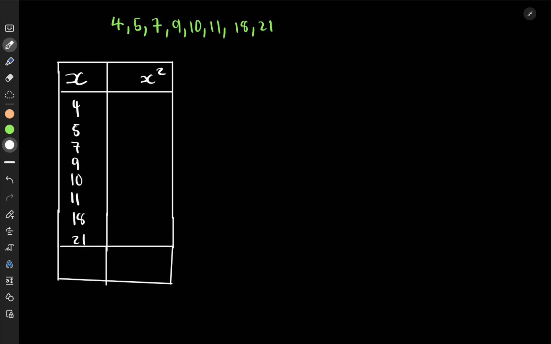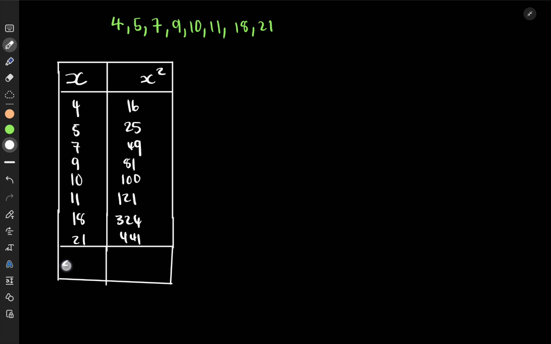So now we start putting the squared. 4 squared, you get 16. 5 squared, you get 25. 7 squared, you get 49. 9 squared, you get 81. 10 squared, you get 100. 11 squared, you get 121. 18 squared would be 324, so you'll be putting 324. And then 21 squared, you get 441.